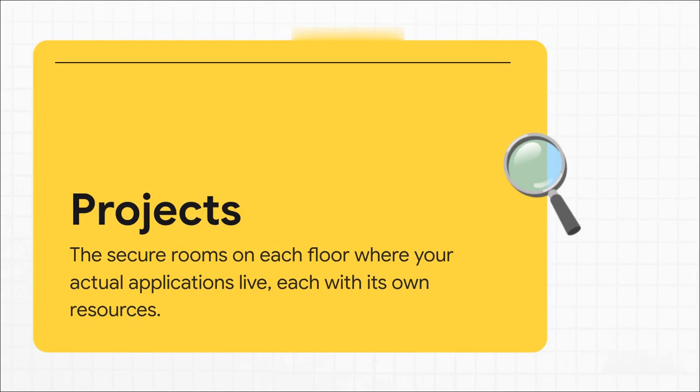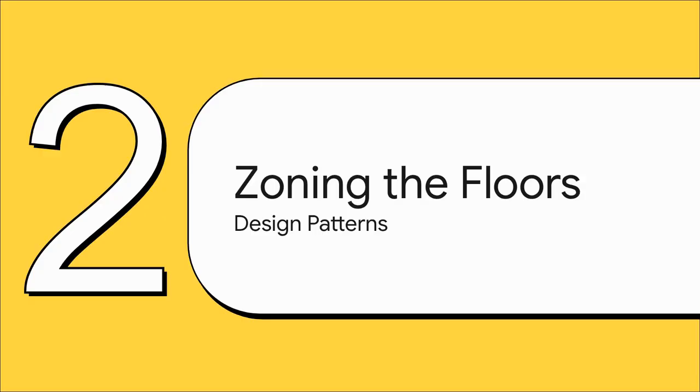And that brings us to the most fundamental level, projects. These are the secure rooms on each and every floor. This is where your actual apps, your databases, your services, this is where they live and run. The beauty is that each project is its own little self-contained world with its own resources and its own security, kind of like having a specific keycard to get into each room. All right, so we've got the building, we've got the floors, and we've got the rooms. But how do we actually decide who gets which floor? And where do we put all the rooms?